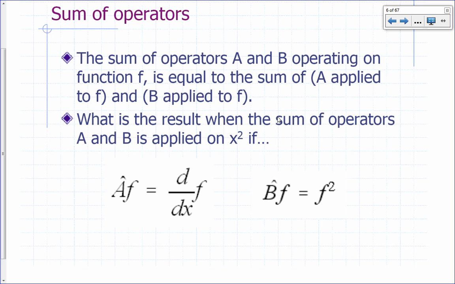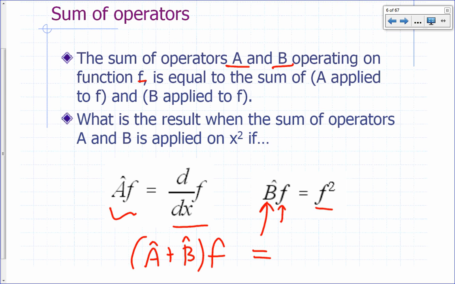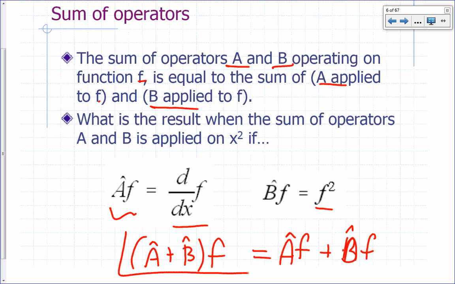Let's talk about the sum of two operators. Let's say operators A and B operate on a function. Let's say A operating on f takes the derivative of f, and operator B, if you apply it on function f, gives you back the square of f, just for an example. So what would happen if I were to add operator A plus operator B and apply that on f? The net result is you just get the sum of A applied on f and B applied on f. So by definition, (A hat + B hat) f is equal to A hat f plus B hat f. That's the definition of a sum of two operators.